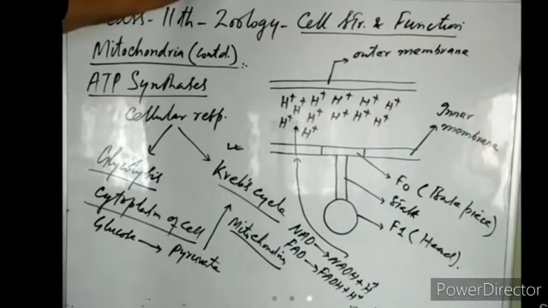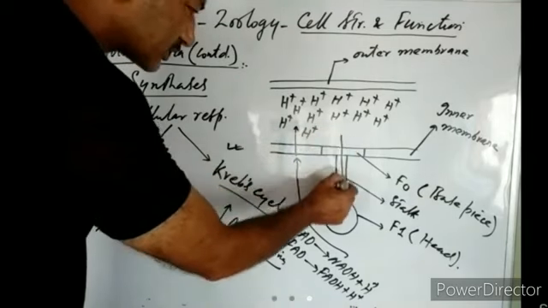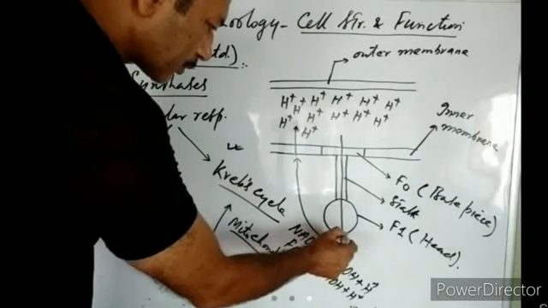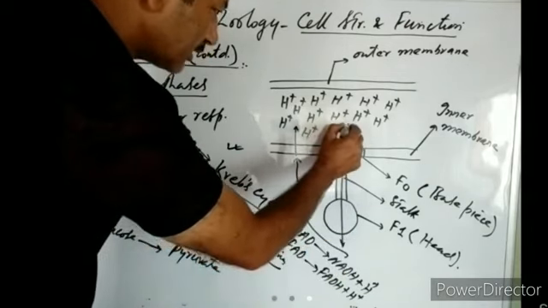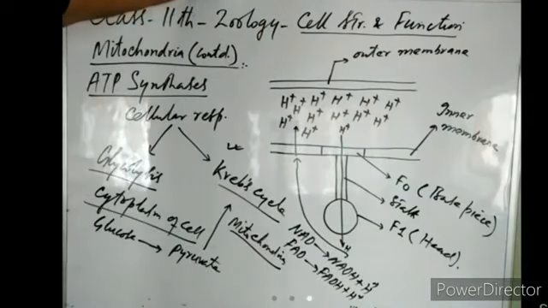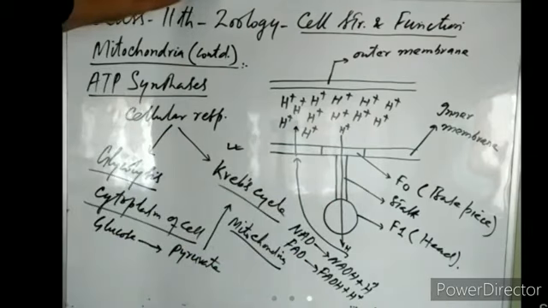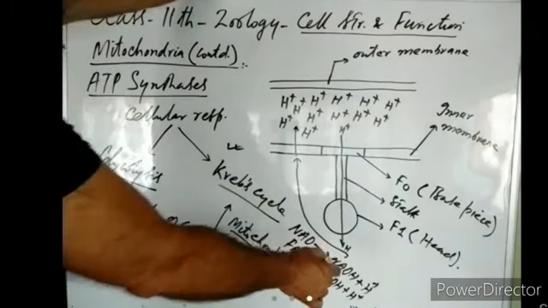Then because of the high proton gradient, because of the high concentration of protons, these protons start flowing back into the inner chamber. How do they flow back into the inner chamber? They flow back through these elementary particles, through this F0 stalk and F1 piece, right?